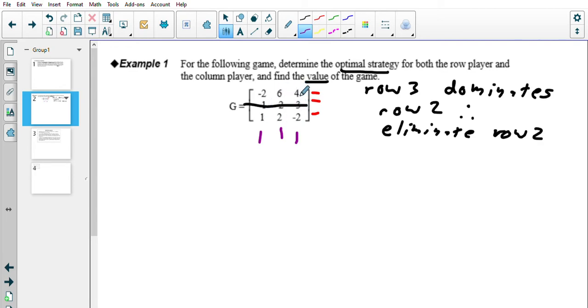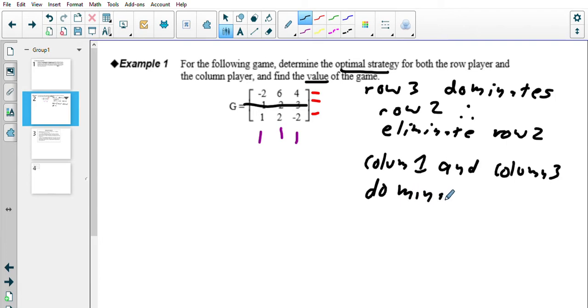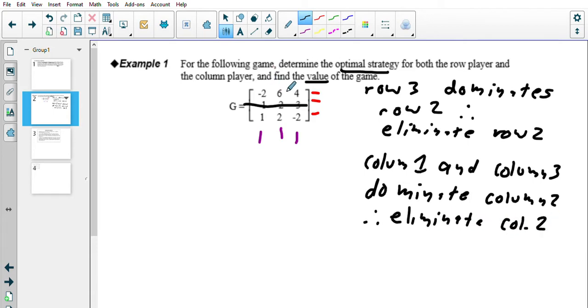And what about column 3? Well, 4 is less than 6 and -2 is less than 2. So we can say column 1 and column 3 dominate column 2. Therefore, we will eliminate column 2. So there's no reason why the column player would pick column 2 when they are guaranteed a better result in either the first column or the third column.